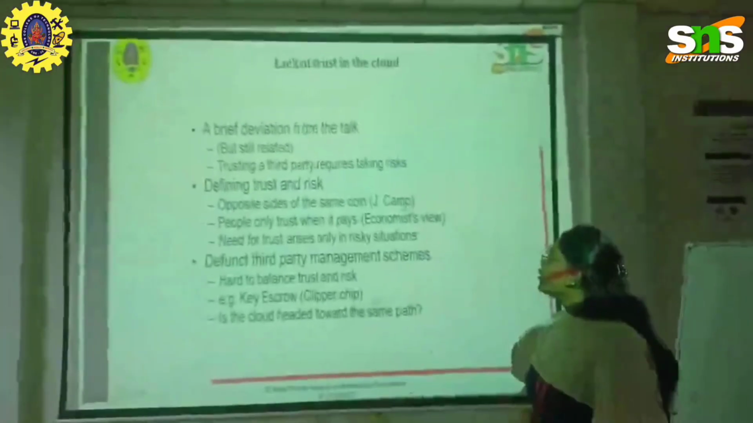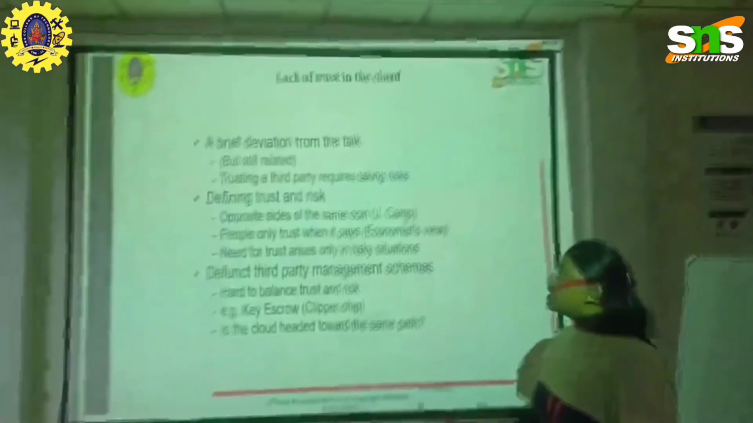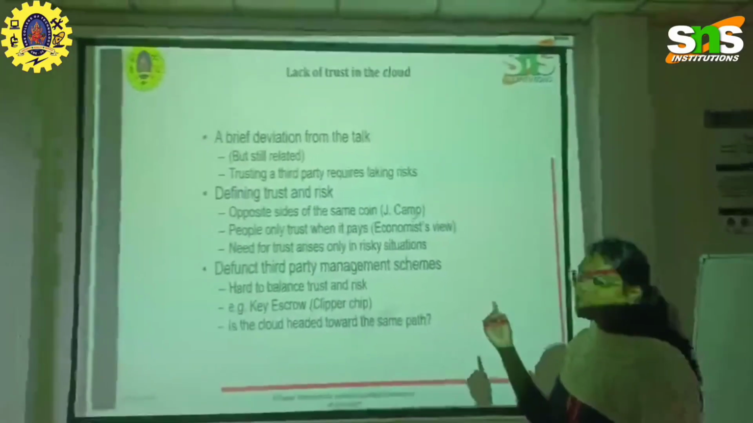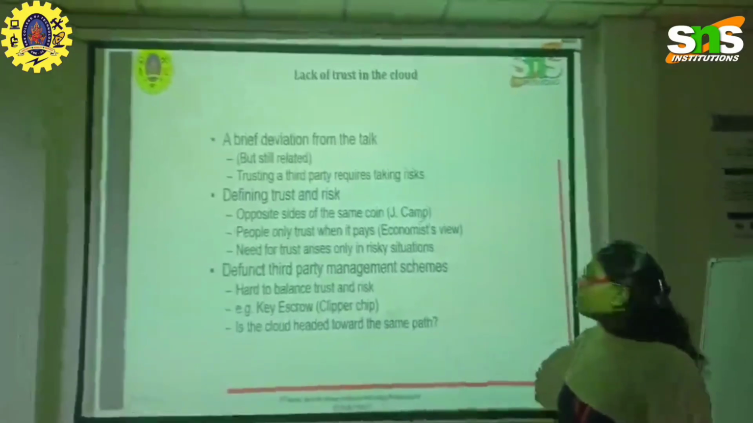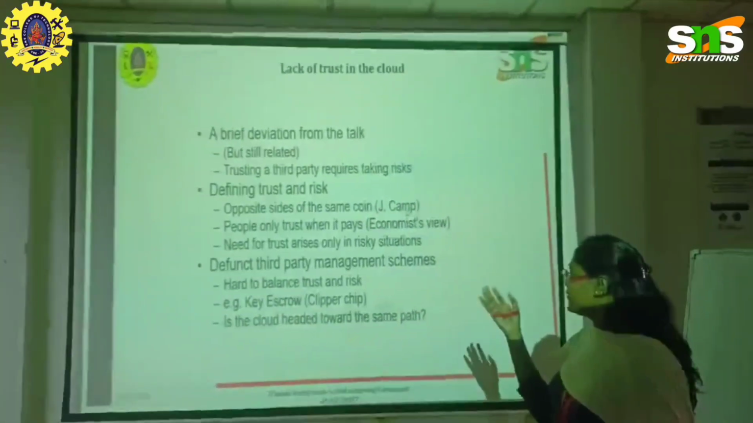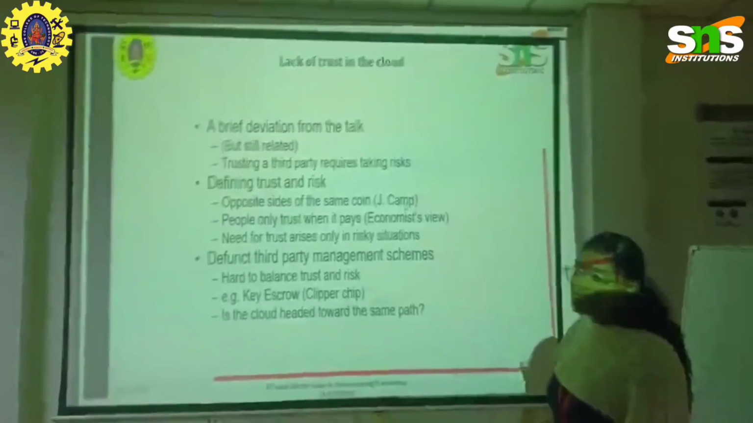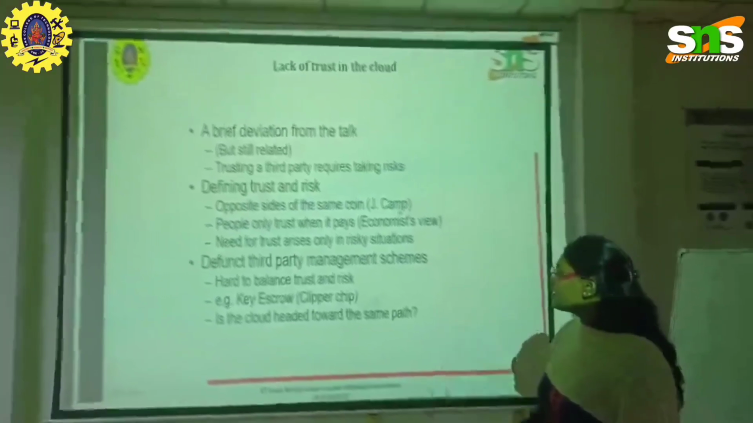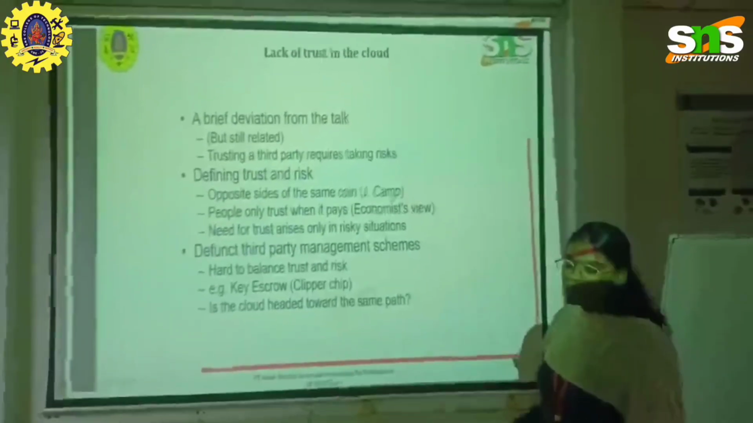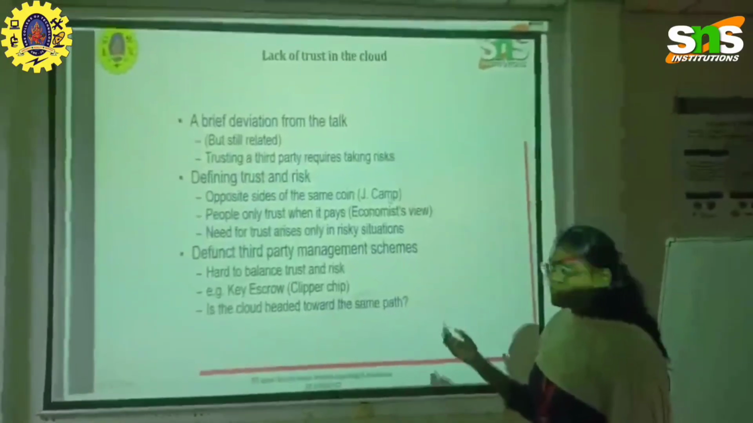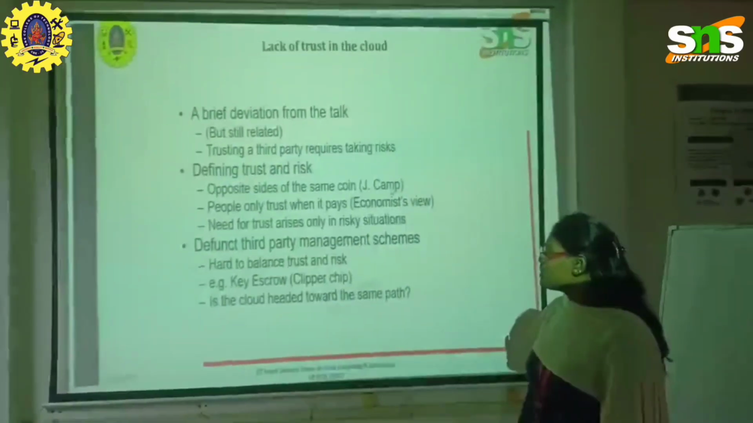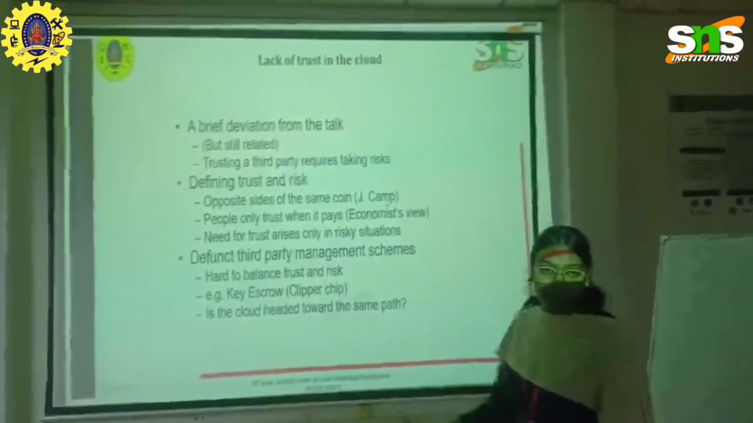Next, lack of trust in cloud. First, a brief derivation from the talk, but still related: trusting a third party request means taking risk. Second, defining trust and risk: opposite sides of the same coin. People only trust when it pays. The need for trust arises only in risky situations. Third, defining third party management schemes: how to balance trust and risk. Example: the key escrow, the cloud header toward the same path.